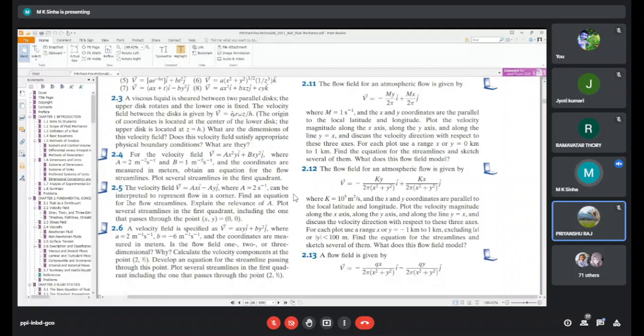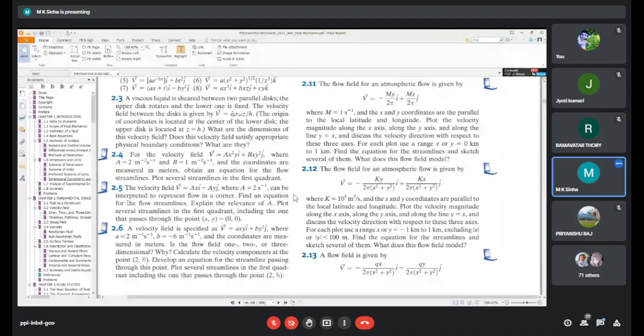See, problem 2.5: the velocity field V equals A x i minus A y j, where A is a constant, is given. Find the flow streamline and plot the streamline. Sometimes the value of the constant A is 1, 2, 3. The constant value doesn't matter. It is given differently, but you have to learn how to find and plot the streamline.